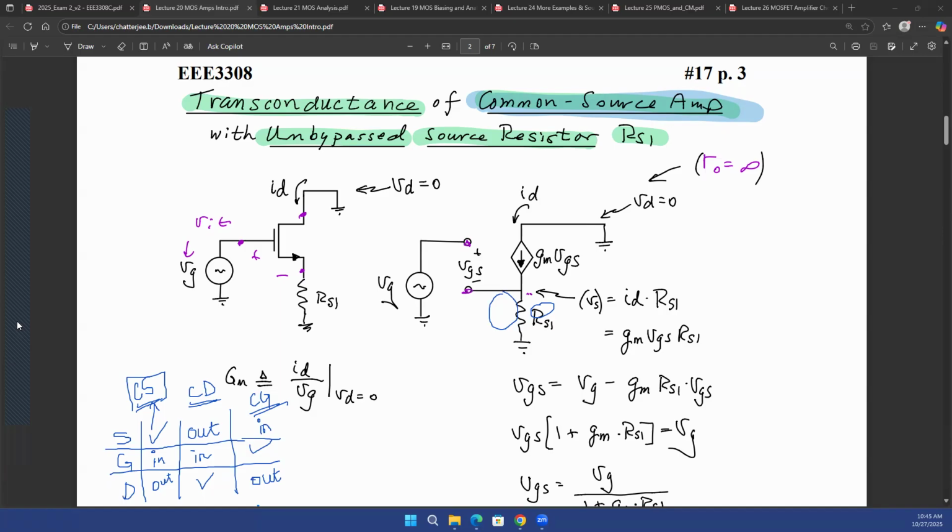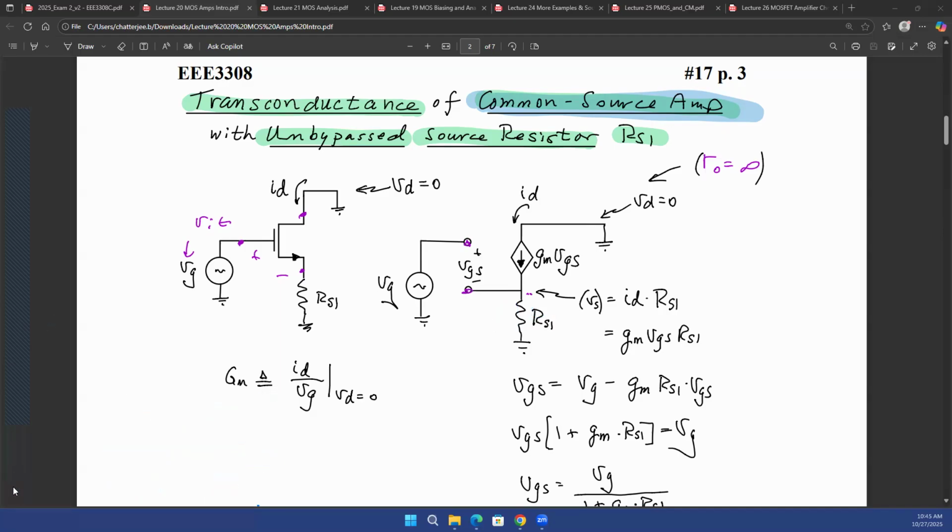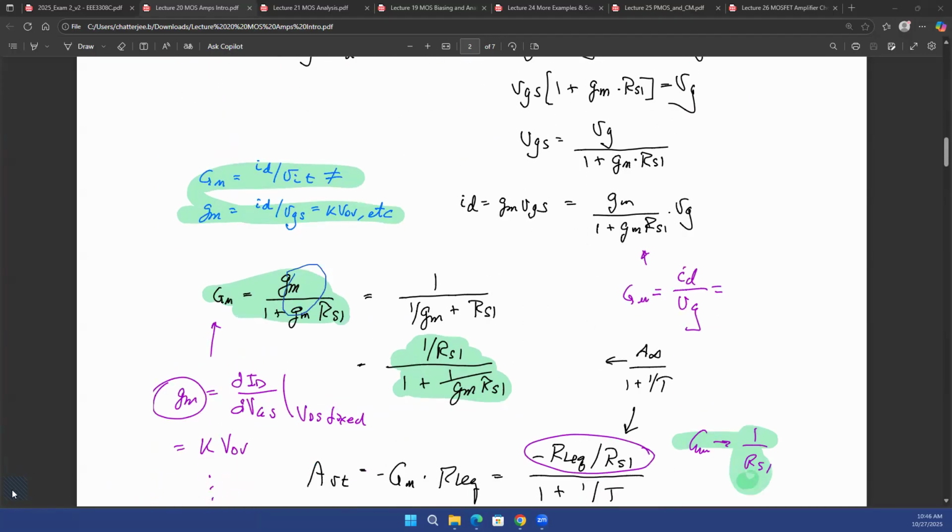And you have also already looked into the common source with source degeneration, and you have found out that the effective GM, which we are denoting with this uppercase GM here, is going to be lowercase GM divided by 1 plus GMRS, where lowercase GM is the transconductance of the MOSFET. But the transconductance of the entire circuit is given by the uppercase GM, and that can be different from the lowercase GM.